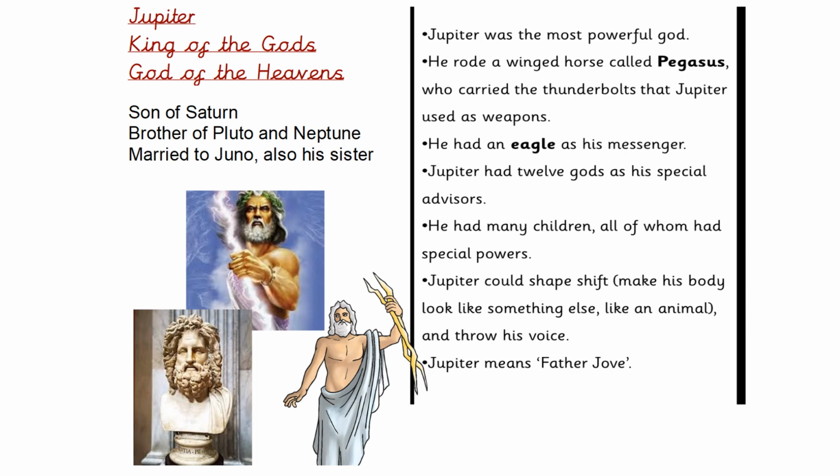He had an eagle as his messenger, and he had 12 gods as his special advisors. He had lots of children, and they all had special abilities or powers. Jupiter could shapeshift, which is another way to say make his body look like something else, like an animal, and he could throw his voice. Jupiter means Father Jove.